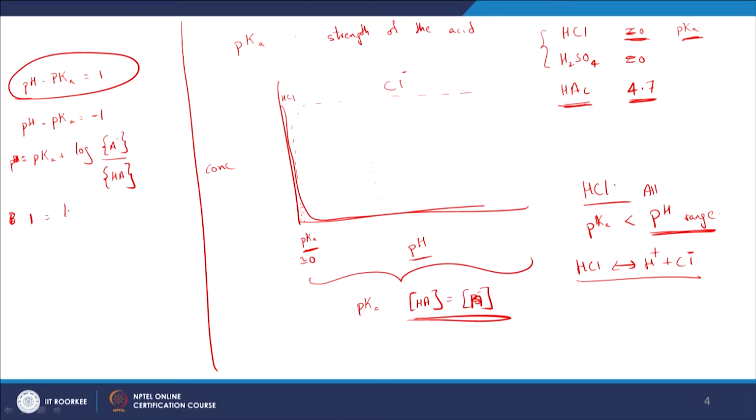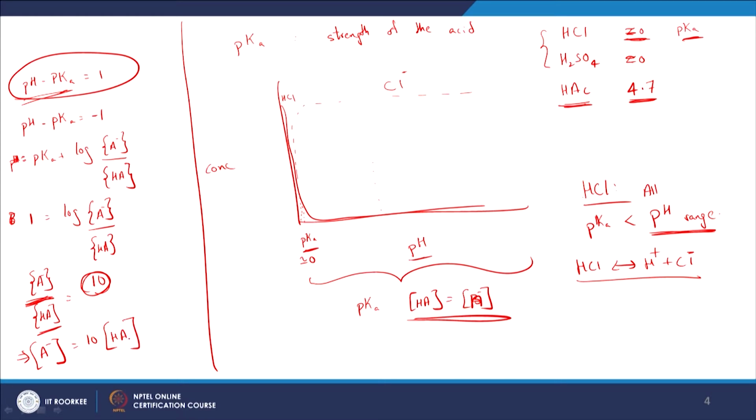So, 1 is equal to log A minus by HA, right. So, what does that mean? Concentration or activity of A minus by activity of HA is going to be equal to 10 to the power of 1, or 10. So, when pH is greater than pKa by just 1 unit, because it is a logarithmic unit, it means that the concentration of A minus is going to be 10 times the concentration of HA, right. So, what does this mean? It means that concentration of A minus is equal to 10 times the concentration of HA, right.